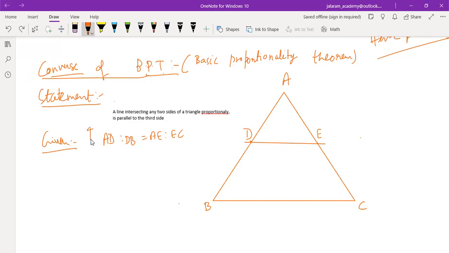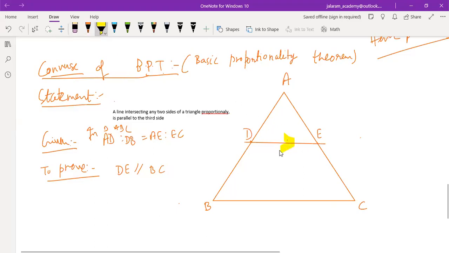In triangle ABC, AD is to DB equals AE is to EC is given. And what do we have to prove this time? We have to prove that DE is parallel to BC. We are not given parallel this time; we have to prove that these two lines are parallel. So we start with the proof.